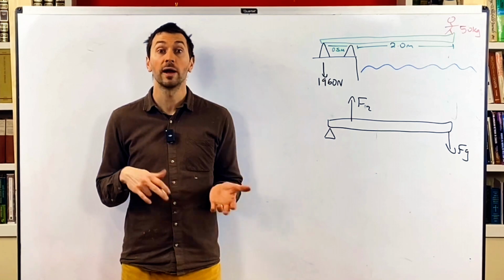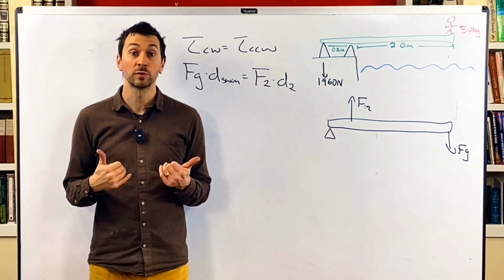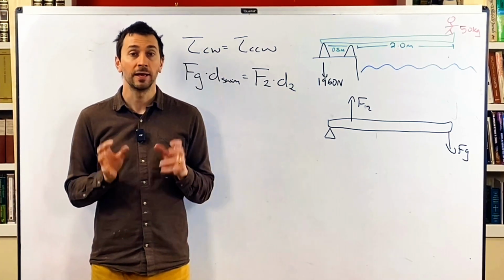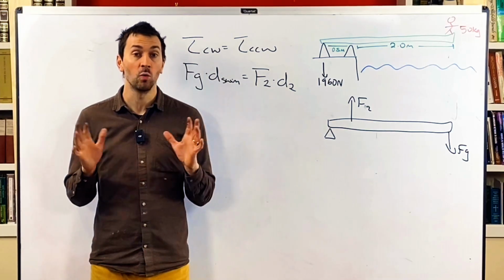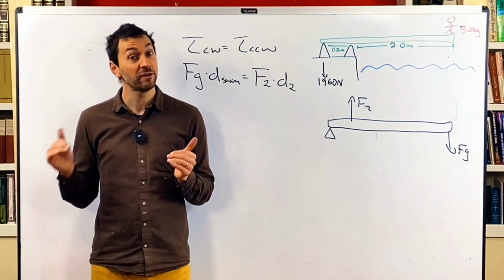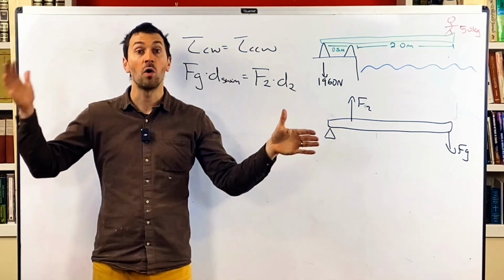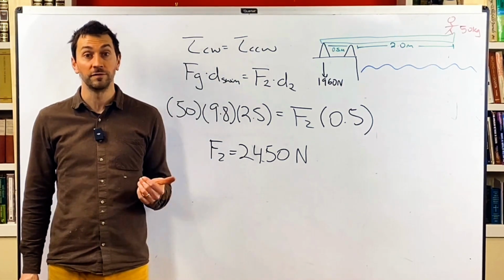We say torque clockwise equals torque counterclockwise. So force of the swimmer times his distance equals the force 2 times d2. Now, there's a little important note here. How far is the swimmer away from the hinge? He's 2.5 meters because it has to go all the way from the very front, all the way to the very end. I get 2,450 newtons.